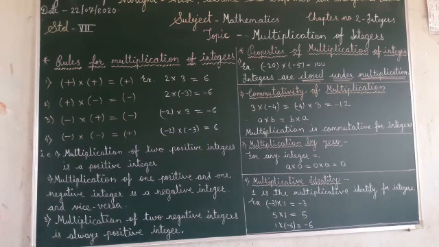Next is the commutativity of multiplication. Commutative property means that we change the order of the numbers. For that, we see an example: 3 into minus 4, you get the answer minus 12.